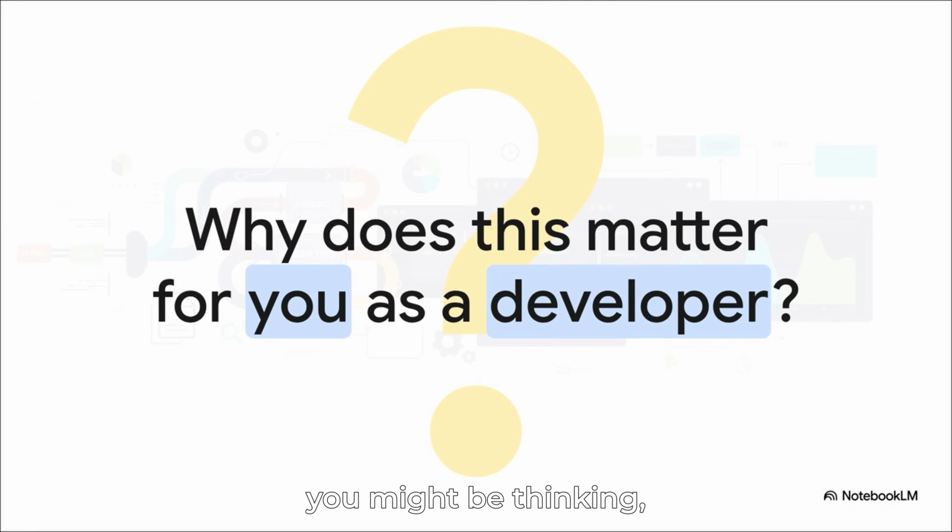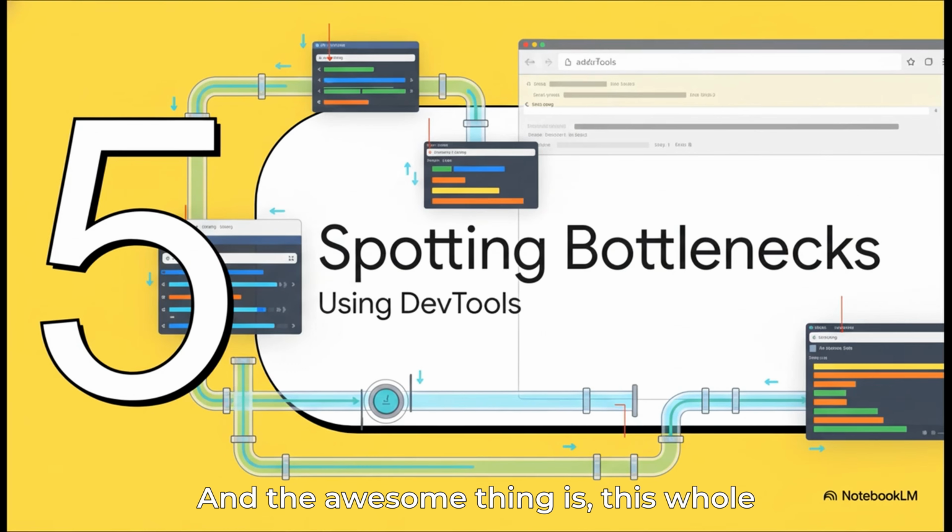Okay, so at this point you might be thinking, this is really interesting, but how does this actually help me write better code? Well, understanding this whole pipeline is the difference between just guessing what's making your site slow and knowing exactly what's slow and why. And the awesome thing is, this whole assembly line isn't some hidden secret. You can actually see it in action, visualized right inside your browser's developer tools, specifically in the performance panel. Let's see how we can put this new knowledge to work.